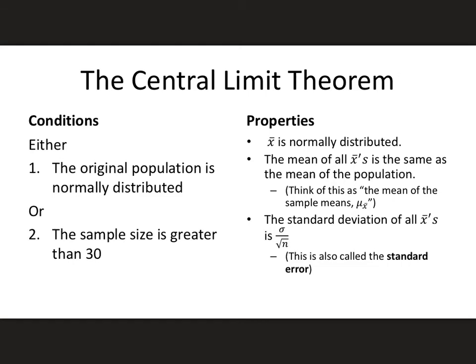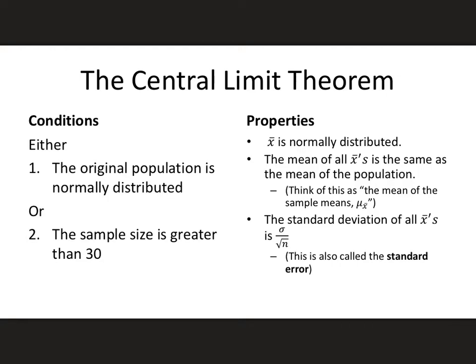So here are our conditions so that we can use the central limit theorem. Either the original population is normally distributed, so that would just be in the problem and state that we are assuming that the population is normally distributed, or the sample size is greater than 30. In either case, either one can be true, or both could be true, for us to be able to use the central limit theorem.